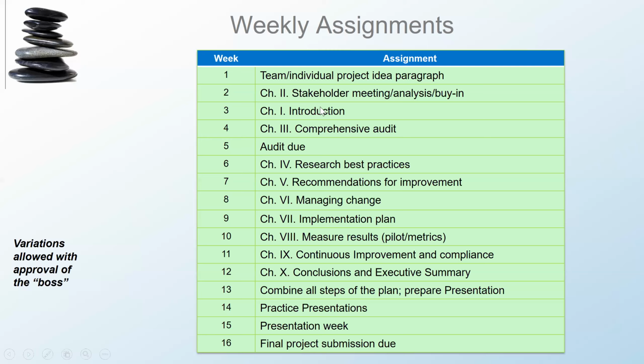Pick a small part of your recommendations and test it out, measure the results, and scale it up so that you can tell them how much of an impact it will have if they do the whole thing. And then you're going to do continuous improvement and compliance, keeping it going, and then conclusions and the executive summary, which actually comes first, but you don't write it until the very end because it summarizes your whole paper. You don't know that until the end.